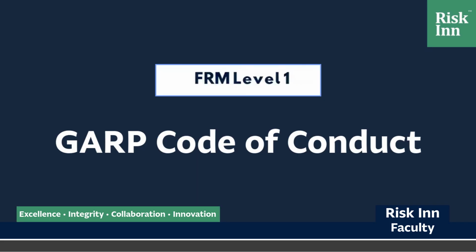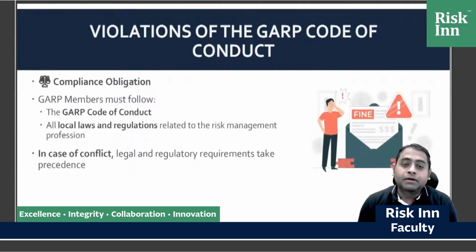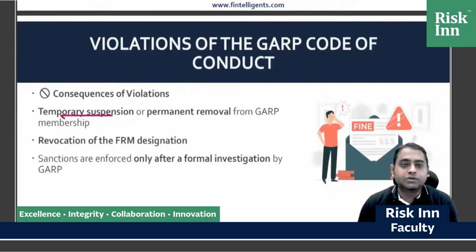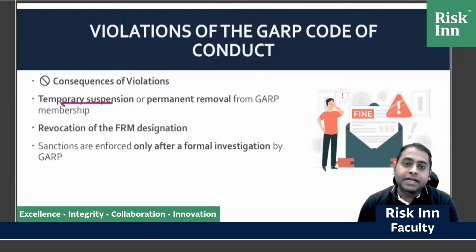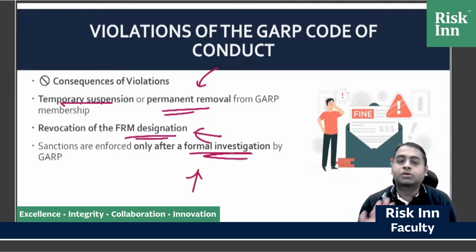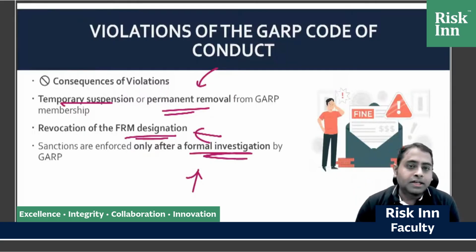If you do not follow, what will happen? If this breach happens, see, this is very basic, so I'm not repeating it. You have to follow all the rules and regulations. First, there's going to be temporary suspension. If you are already using FRM, then there's going to be temporary suspension. If GARP finds out that you are doing it for a long time, that there is intention, then there will be permanent removal from the membership. You cannot use the FRM designation, and there can be a formal investigation also. So beware, everybody. These are the code of conduct that we have seen till now.